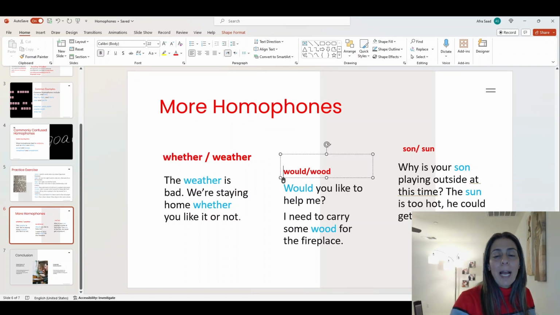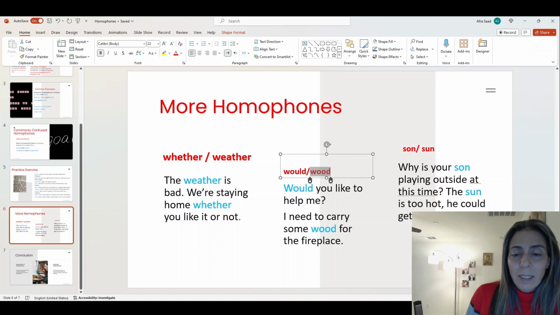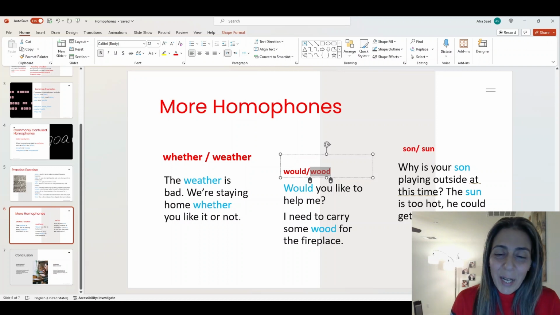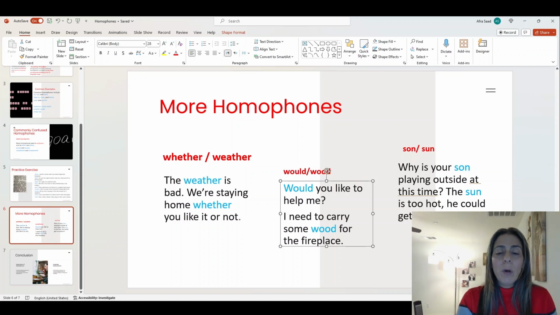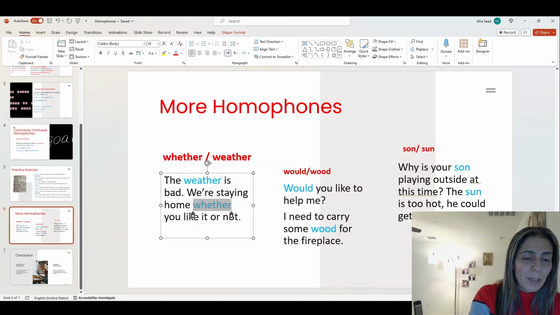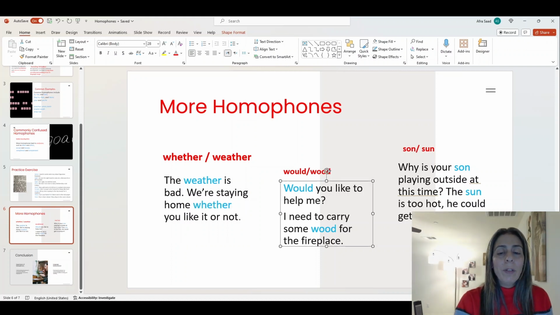Okay, now we are going to look at would and wood. All right, and so everyone knows what wood is. What is wood? The material. I mean, what? No, not material. Wood is basically the trees. All right. So would here is a verb and it's called a modal. Would is a modal in English language arts. So would you like to help me? I'm asking nicely whoever is around me, whether they want to help me or not. But it's this whether.